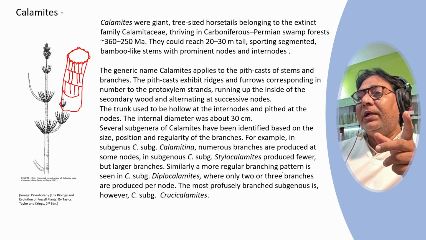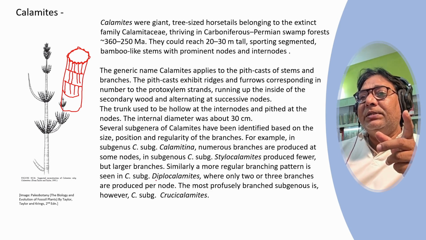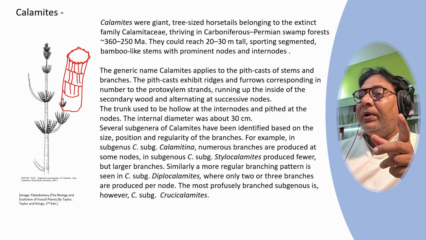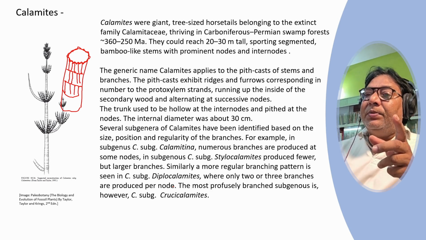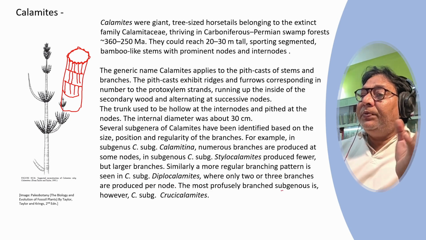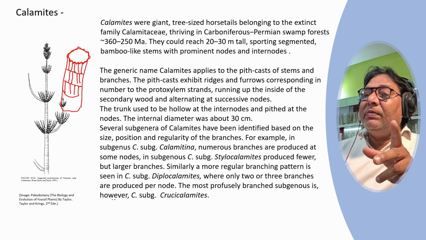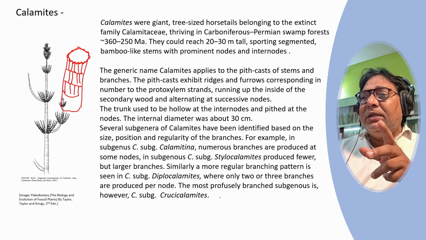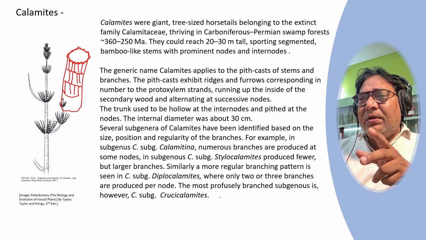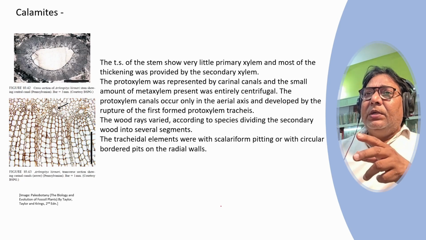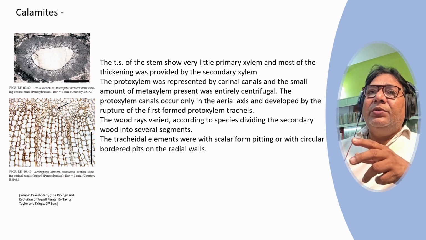Similarly, a more regular branching pattern is seen in Calamites diplocalamites, where only 2 or 3 branches are produced per node. The most profusely branched subgenus is, however, the Calamites crucicalamites. So these are the subgenera, and they were named mainly on the basis of the differences in their branching pattern. So this was the TS that I showed you last day in the practical class.